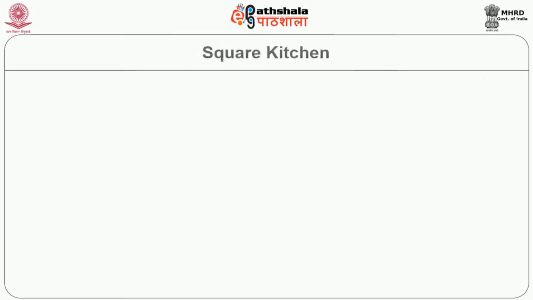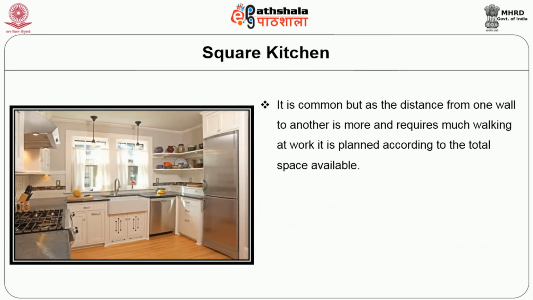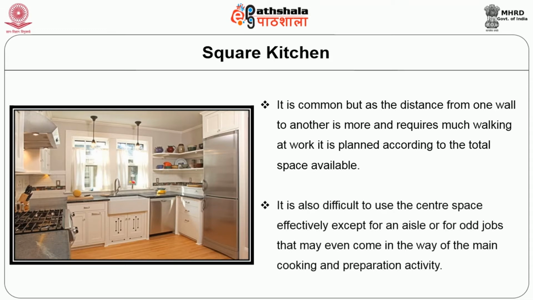A square kitchen is common, but as the distance from one wall to another is more and requires much walking at work, it is planned according to the total space available. It is also difficult to use the center space effectively except for an aisle or for odd jobs that may even come in the way of the main cooking and preparation activity.